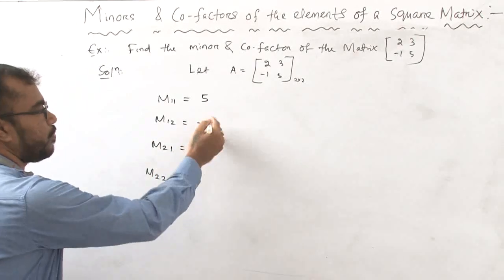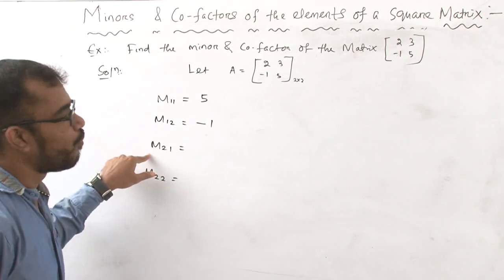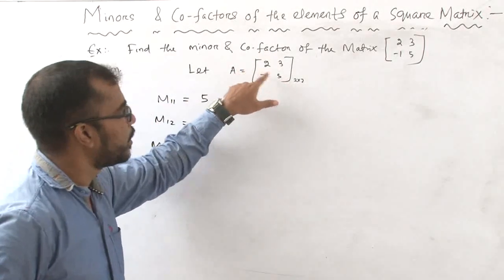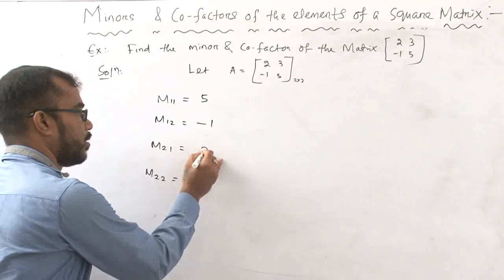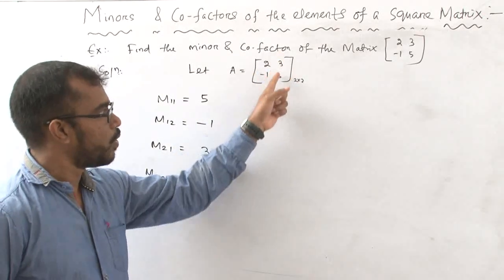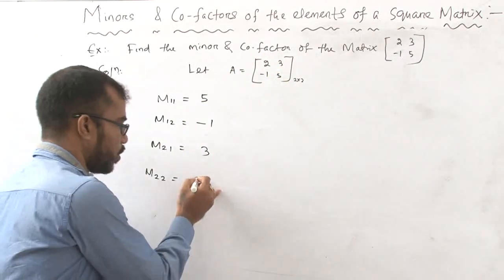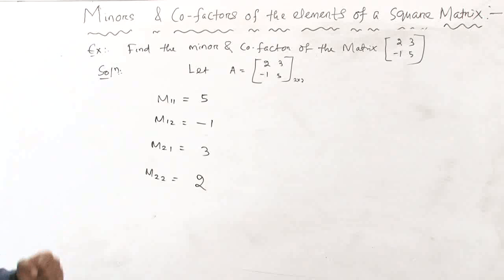Similarly, M21 means the second row, first column element. If we delete its row and column, then we get 3. M22 is the element 5, and if you delete the row and column containing 5, then we get 2. So these are the values of the minors.